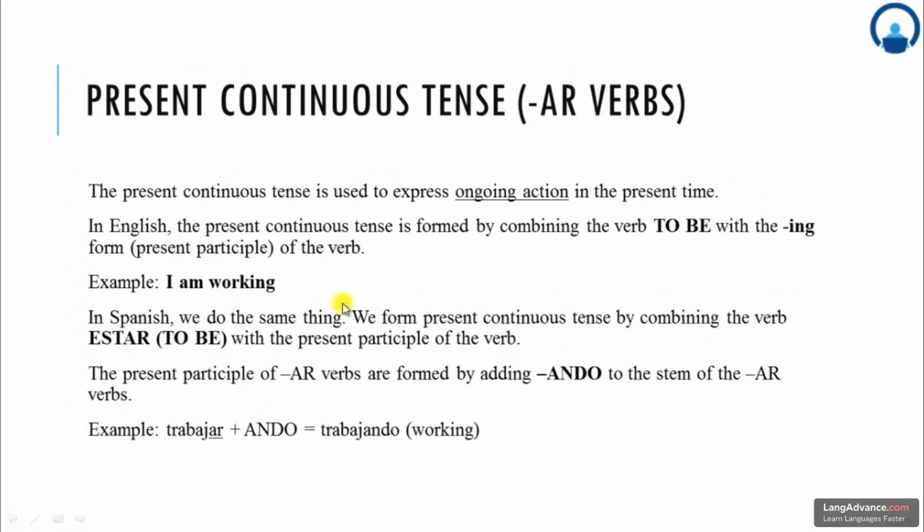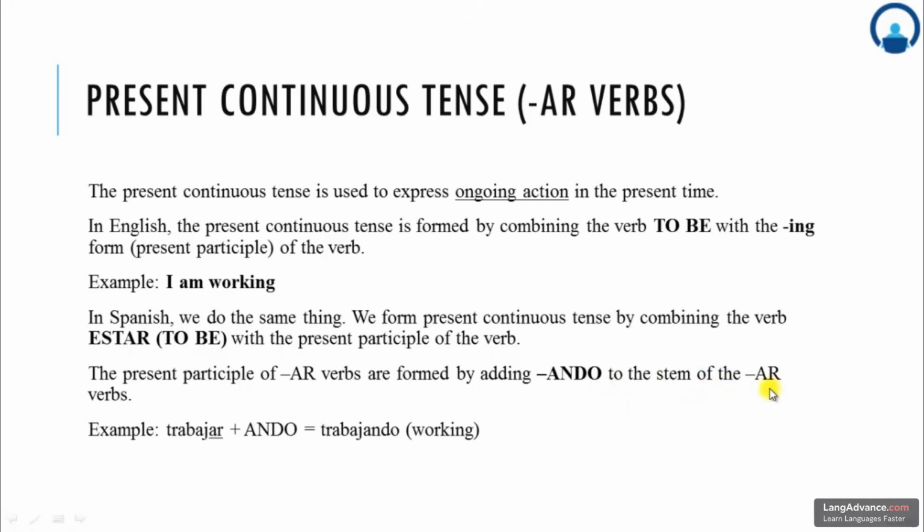Suppose I'm working now, that is not fixed, that is variable. Suppose after 5 minutes I'm not going to work, and that's why we use the verb estar while applying the combination with present participle to make it present continuous. The present participle of the AR verbs are formed by adding ando, that's ando, to the stem of AR verbs.